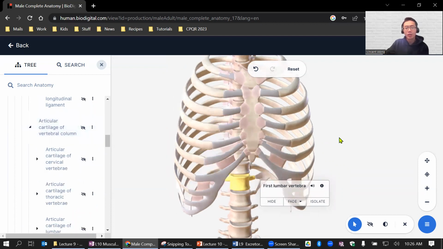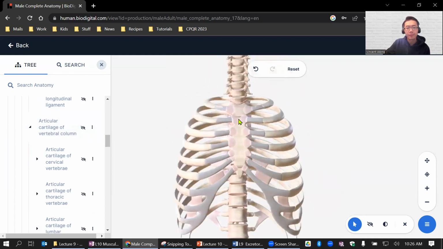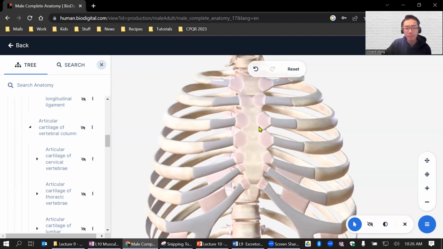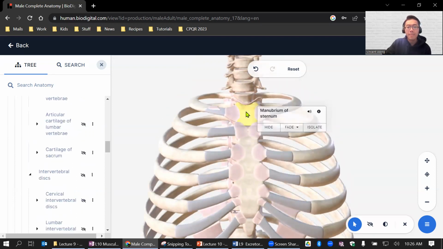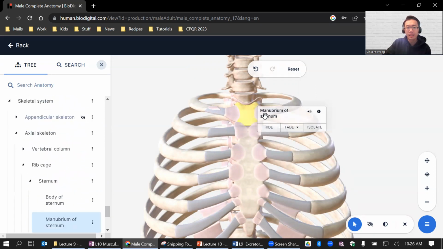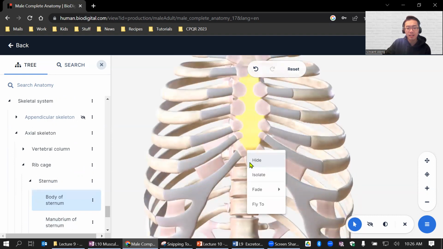Okay, so the rib cage, we have the sternum, which is right here. The chest bone. I think that's what it's called. The regular name doesn't matter. It's called sternum. And the sternum has three parts. We have the manubrium, M-A-N, and then manubrium of the sternum. We have the body, B-O-D-Y, and then we have the xiphoid process.